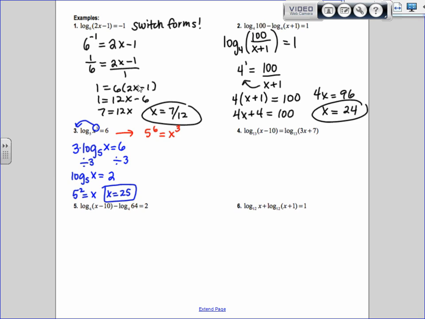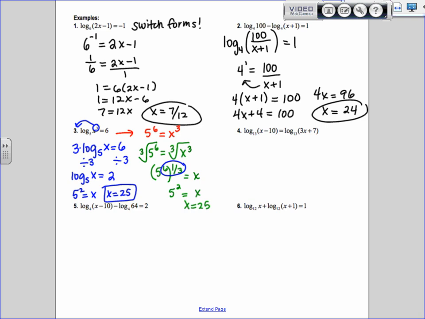So what if you had done this part, 5 to the 6 equals x cubed? Could you still get the same answer, even working without a calculator? Sure. Just don't do the 5 to the 6. Think of it as the cube root of 5 to the 6th. So you get 5 to the 6th raised to the 1/3 equals x. Well, what is that? It's 5 to the 2nd, right? 6 over 3, 2. So you get x equals 25.